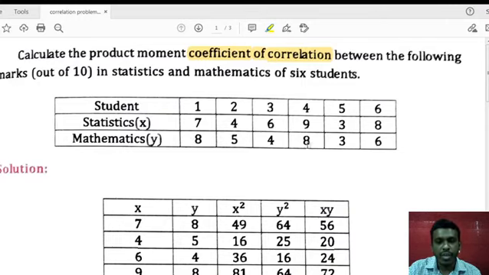Similarly in maths, the highest marks are tied here, 8 marks and 8 marks between student 1 and student 4, so both will get first rank, and so on. So we can discuss this in the rank correlation method, but as actual marks are given, we can proceed ahead with Karl Pearson's coefficient of correlation.